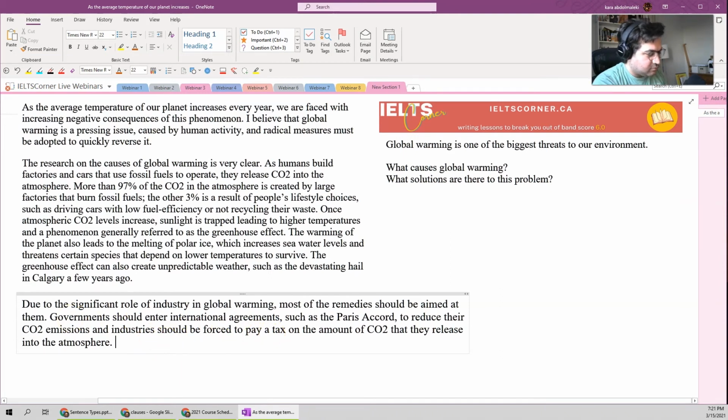We can add one sentence here, say this is generally referred to as the carbon tax. So that's probably the most popular solution for global warming that governments impose. Just for your information, in Alberta, for example, the NDP government imposed that policy, but people didn't like it much. But that's the best solution according to the science.